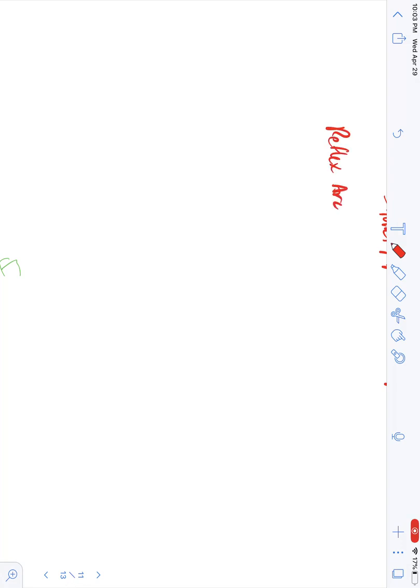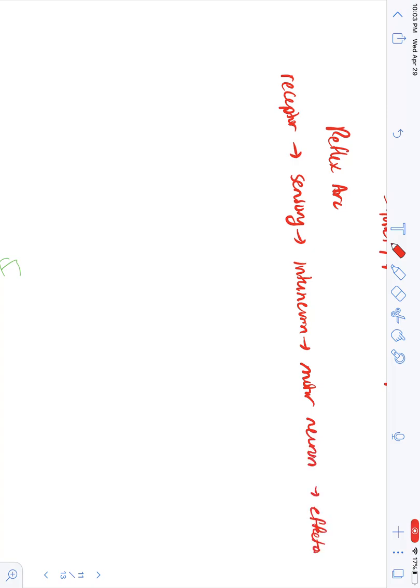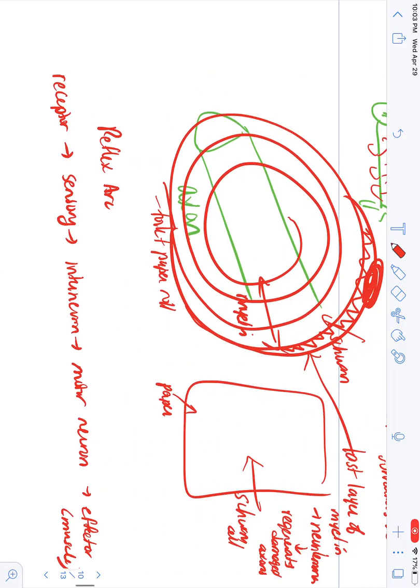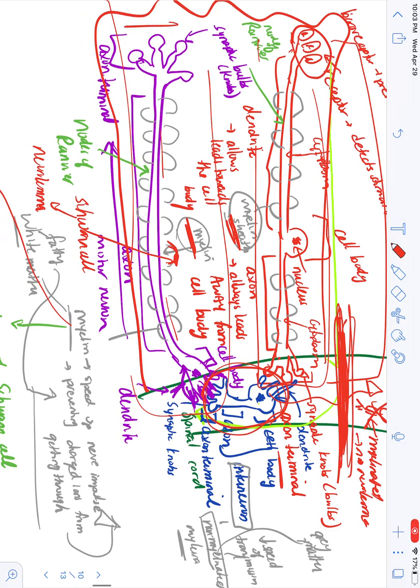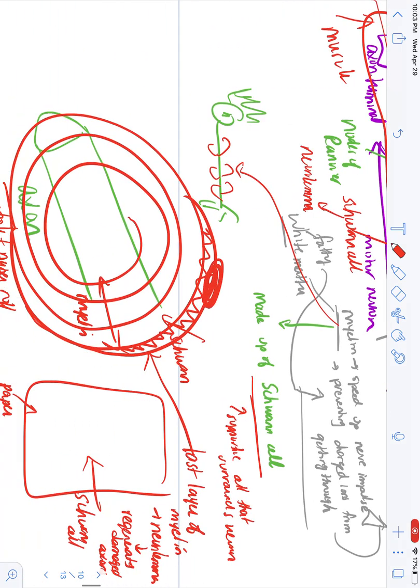Now, when I talk about a reflex arc, I just did it on the other end. A reflex arc involves a receptor that goes to a sensory neuron, that goes to an interneuron, that goes to a motor neuron, and then goes to an effector. Now, the effector is like a muscle. So if you look at the diagram here, it's exactly what I just drew: the receptor, sensory neuron, interneuron, motor neuron, to a muscle at the end.